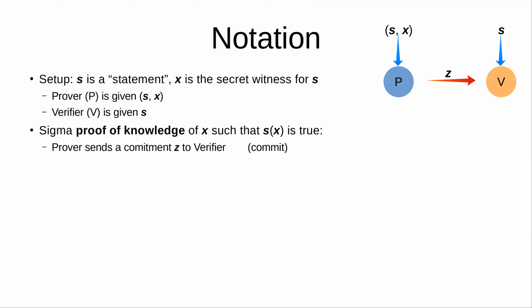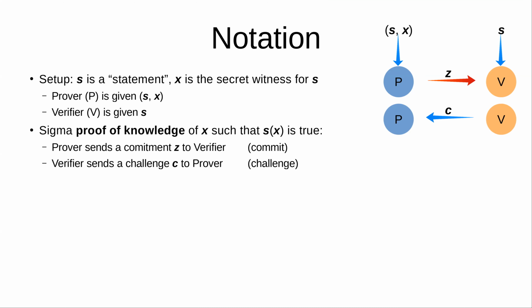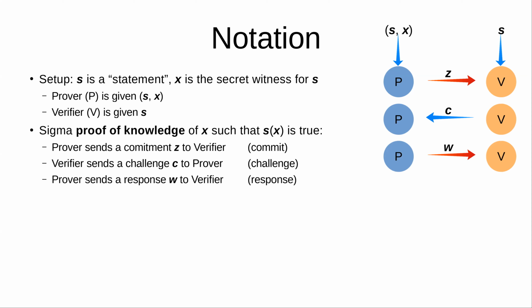Without going into details of what the statement is, because it's kind of an abstract design: the prover sends a commitment Z to the verifier. It's basically a three-step protocol. Then the verifier sends a challenge back to the prover. And then the prover sends a response back to the verifier. Finally, the verifier does some computation on these three values, and if the output is true, then it accepts the proof. This computation is also abstracted away from this definition.